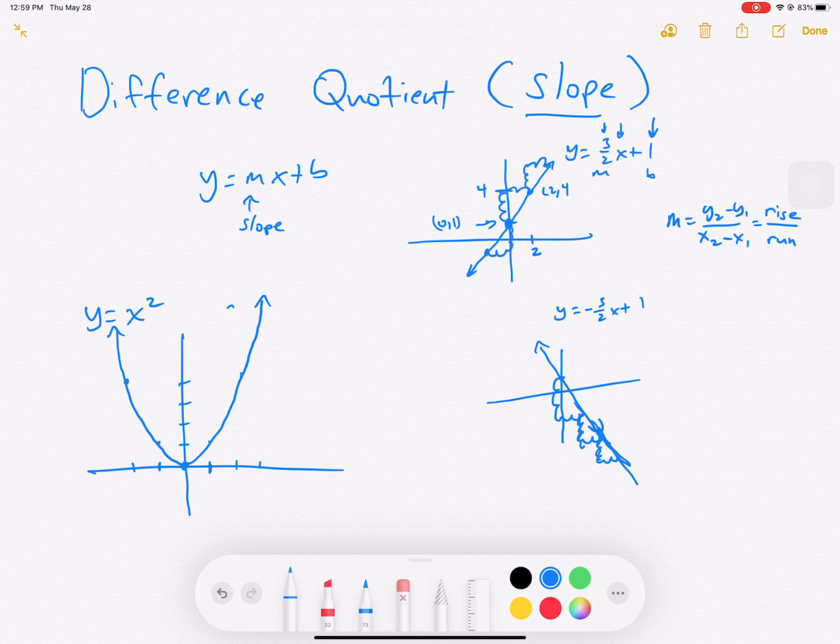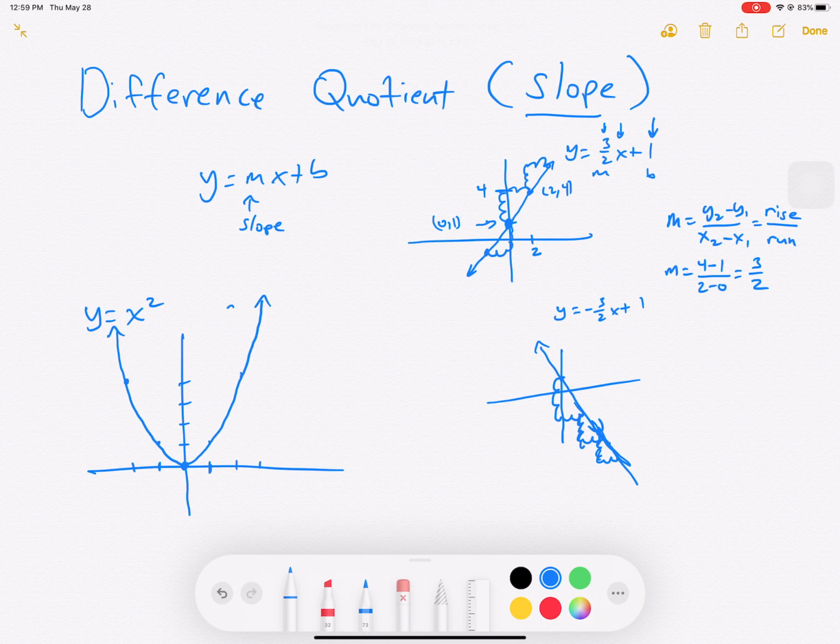And if I use my slope equation on my right here, m is equal to rise, y2, 4 minus y1, 1 over 2 minus 0. We end up with the same slope, 3 over 2. Now, you could do this for any of the points on this line.